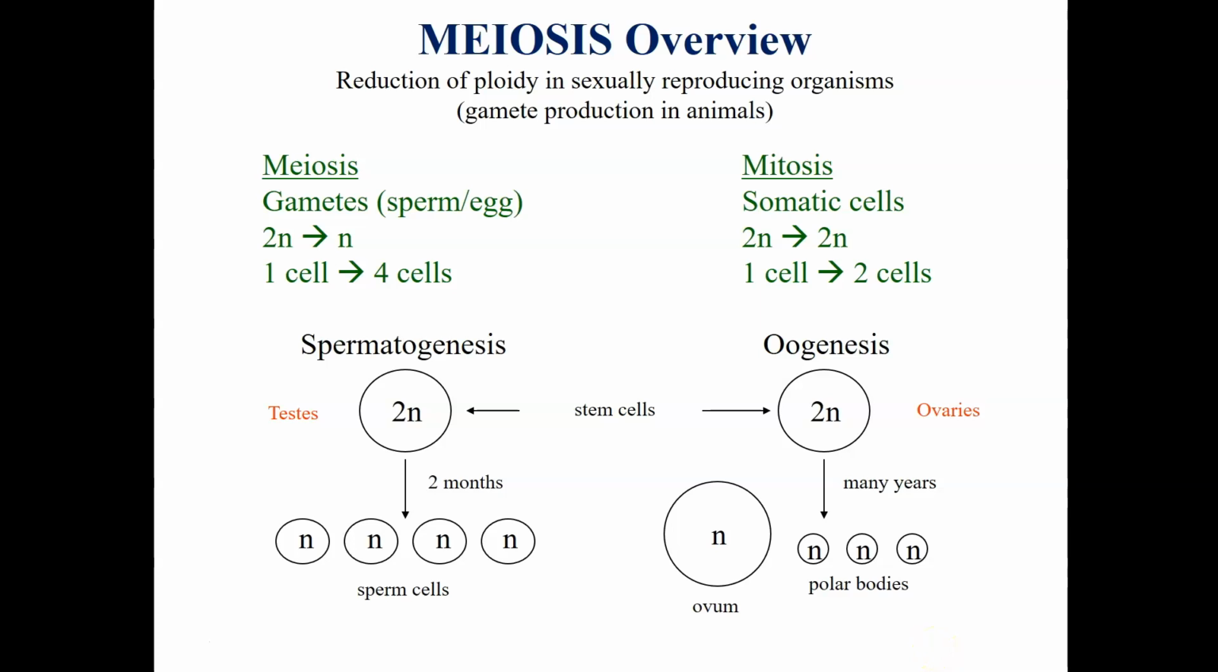One really interesting thing about the development of eggs in females is that a female is born with all of her eggs, and it isn't until puberty that the eggs will actually progress through the process of meiosis. So each cycle, a woman will have 1 egg that then will complete this process of meiosis.